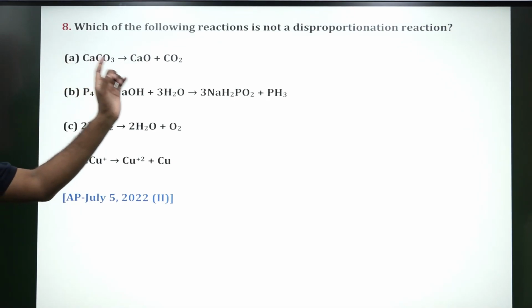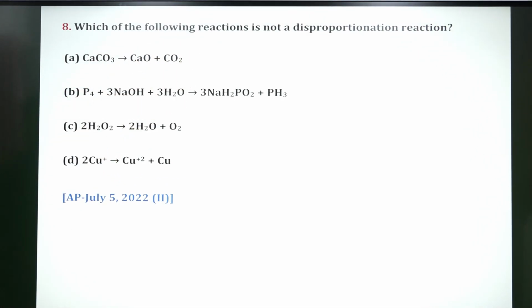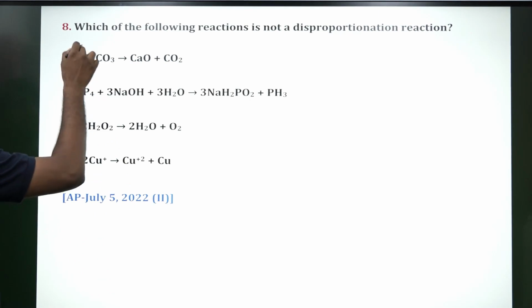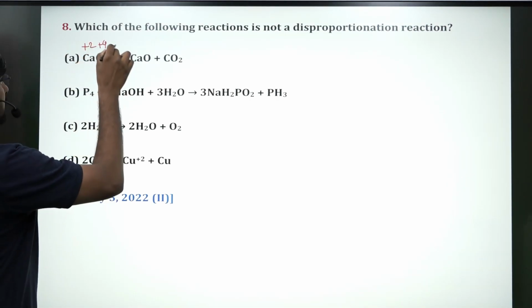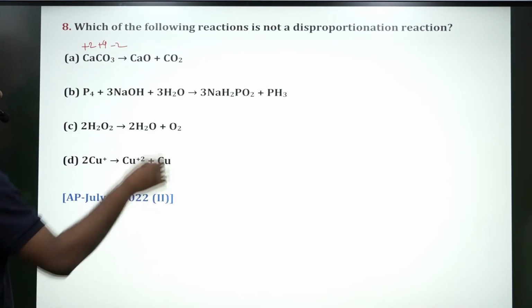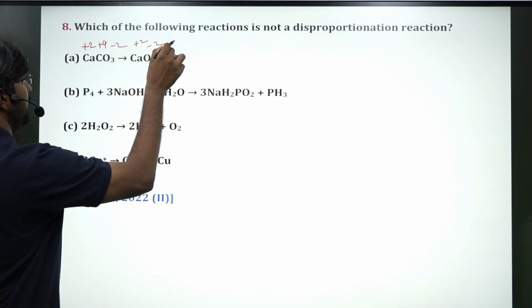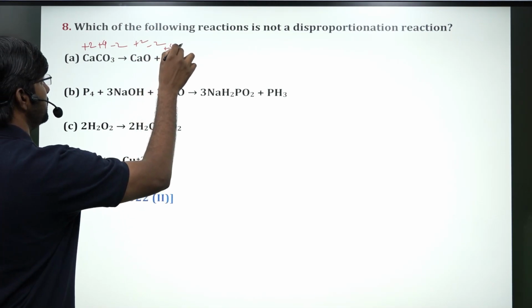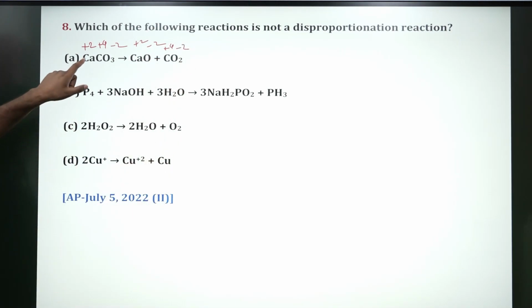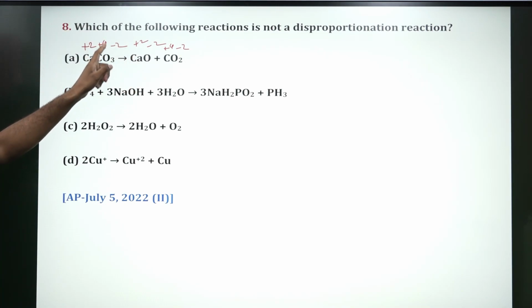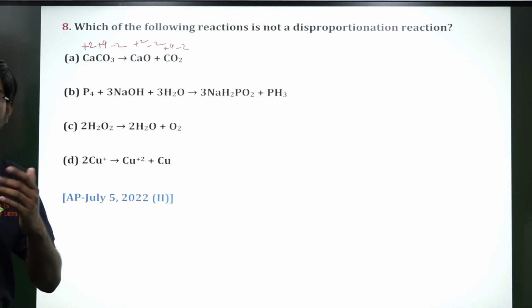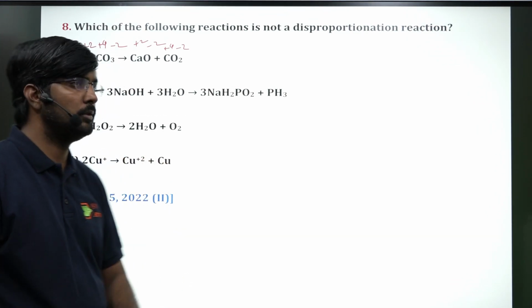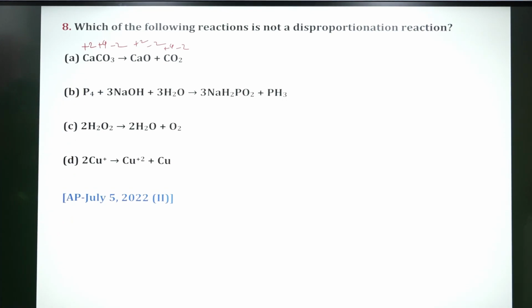Next, which of the following reactions is not a disproportionation reaction? See here, calcium +2, carbon is in +4 oxidation state, oxygen -2. Calcium here +2, oxygen -2. Carbon here +4, oxygen -2. So here none of the elements is undergoing either oxidation or reduction. So that's why it is not a disproportionation reaction. So option A is the correct answer.